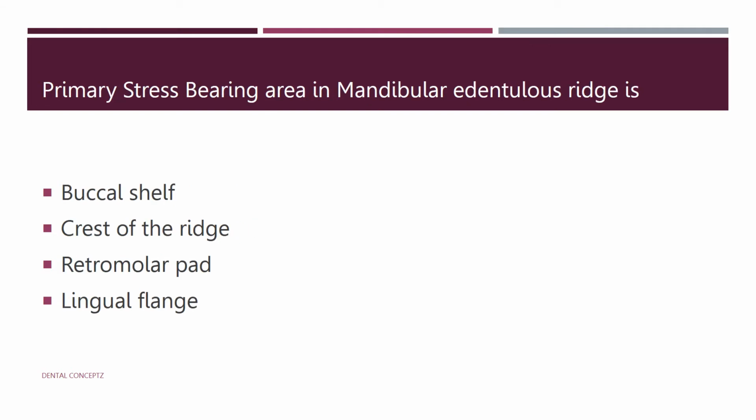Next question is, primary stress bearing area in mandibular edentulous ridge is. In case of mandibular edentulous arch, the primary stress bearing area is buccal shelf area and the secondary stress bearing area is lateral slope of residual alveolar ridge. So the answer for this question will be buccal shelf area.